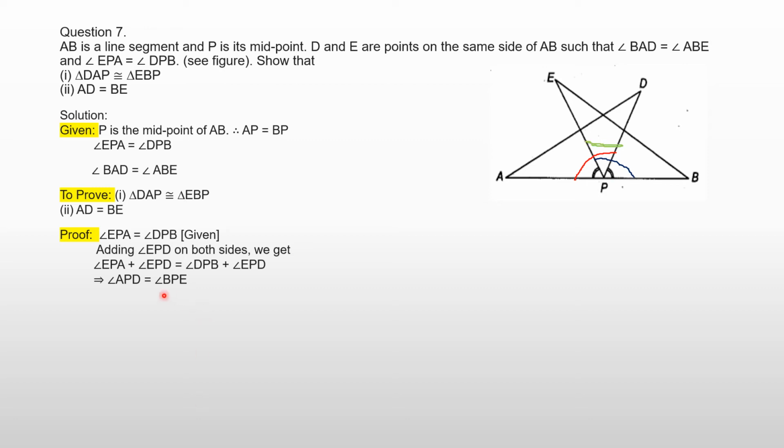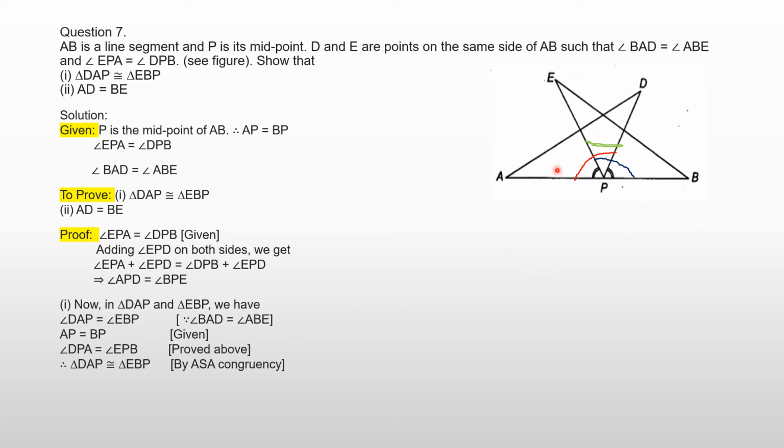Okay, so now see what is given to us. Angle EPA is equal to angle DPB. So we will add this additional angle in both. Once we add it, we have proved that angle APD is equal to angle BPE. Now this is known to you, so we will compare these two triangles. Now it is easier for us.